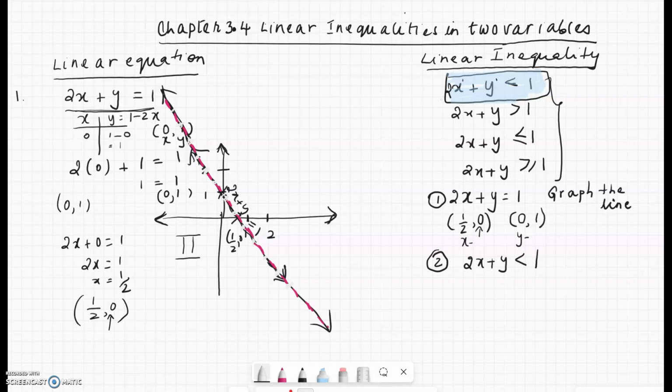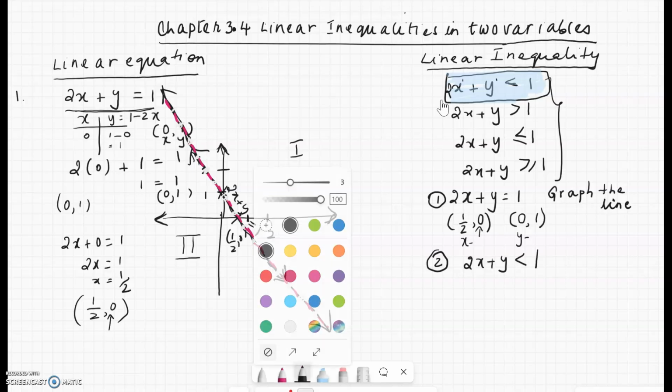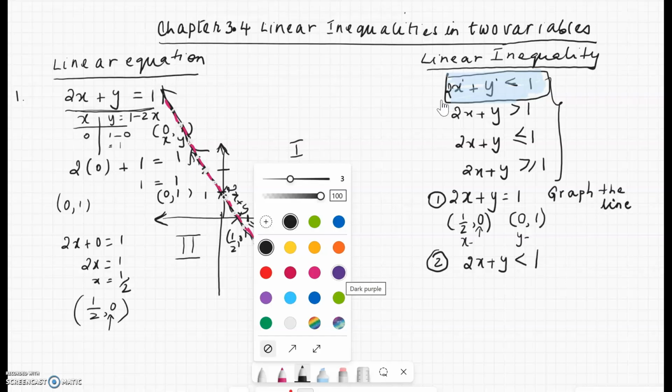If it's a strict inequality, the next step is, remember that this straight line divides the plane into 2 regions. That's the one on the right, let's call it 1, and the one on the left, we call it 2. Now we have to decide which side is going to be the solution to our inequality. So this is where you pick one point.